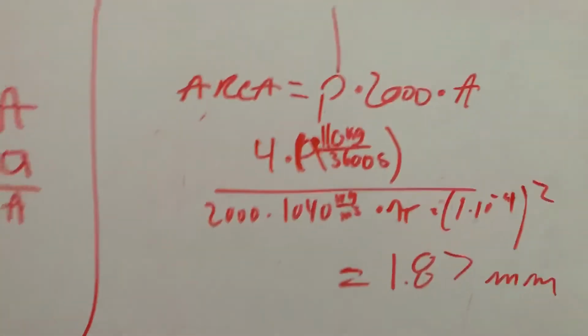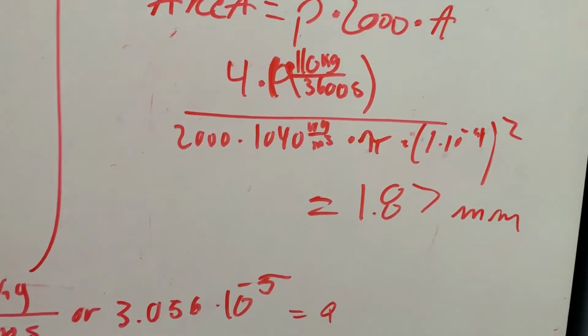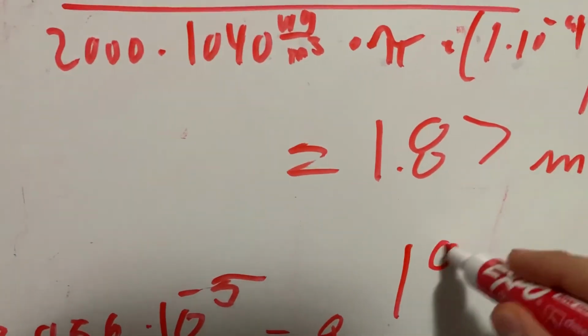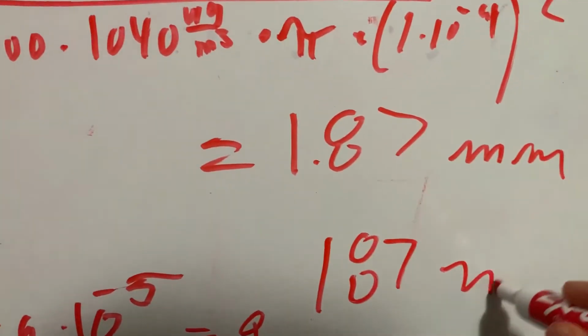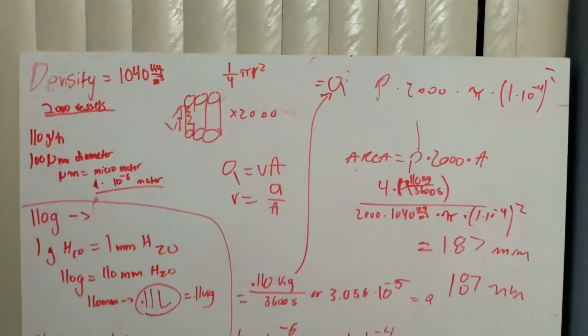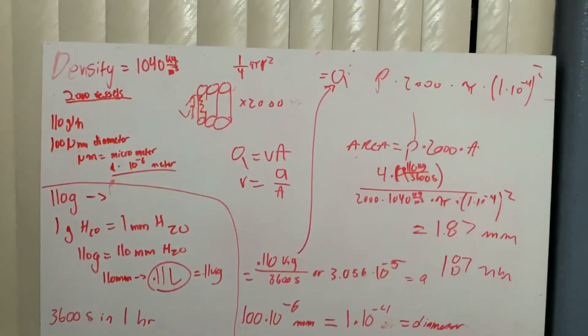So you do all that, and then you end up getting something around 1.87 millimeters or micrometers. Oh, in the back of the textbook, it's actually 187 nanometers. But I mean, this is how we did it. This is what we got, and I hope this made sense for you guys.